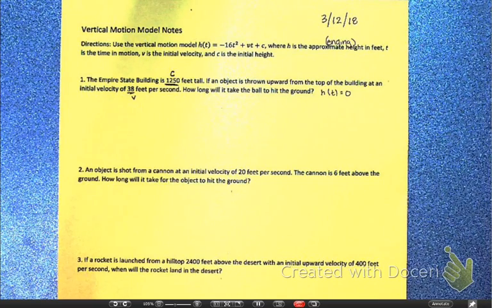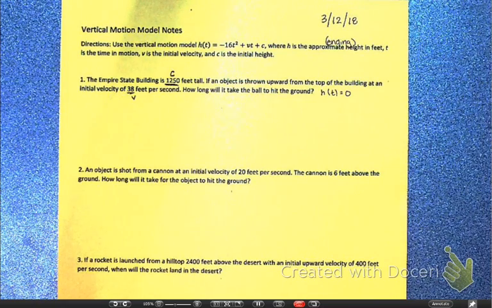Now, if it says, how long will it take for the ball to hit another building that is 20 feet off the ground? What would be your ending height? 20 feet. Okay, so you just have to kind of read through it. But for most of these, they're going to be 0.